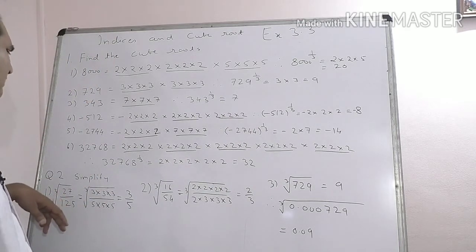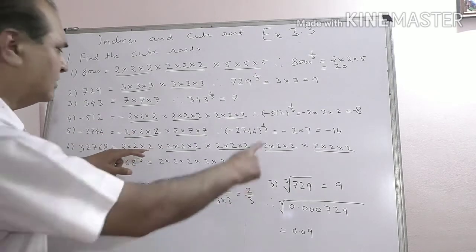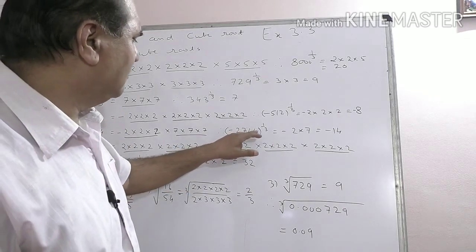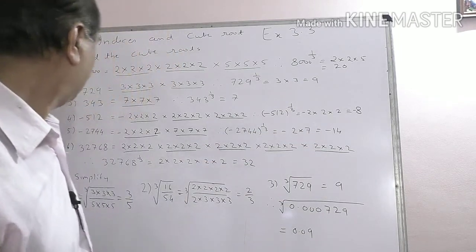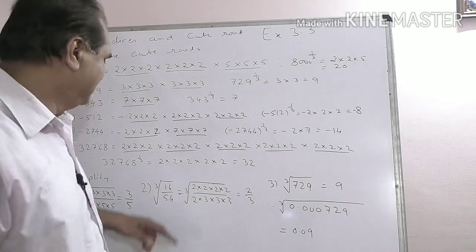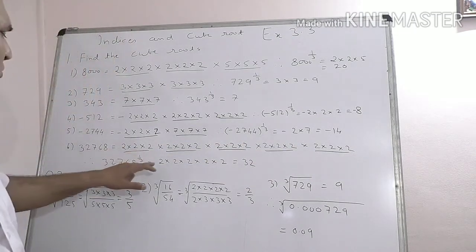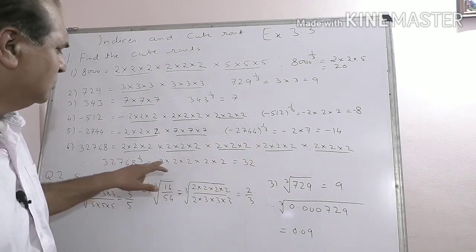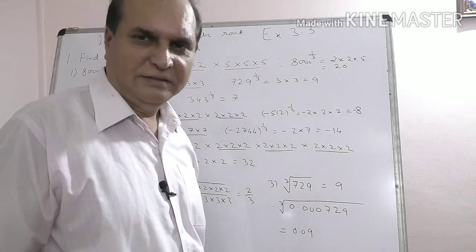Minus 2744, okay, factorize. This is minus so again minus. 2 into 2 into 2, 3 twos, okay. 7 7 7 after factorizing you get. So minus 2744 cube root is minus 2 into 7, minus 14, answer. 32768, go on factorizing. 2, 15 times. So there are 5 twos. 2 into 2 into 2 into 2 into 2, 32. So simple, right?